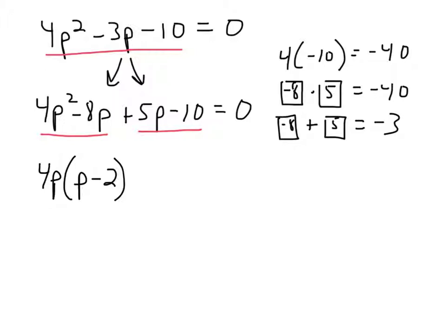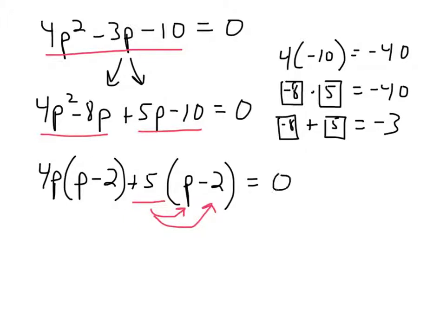Then you have to leave a little blank space and copy down the p minus 2 again over here. And then ask yourself, what would you multiply in front of that second set of parentheses? So when you distributed it through, you would end up with a positive 5p minus 10. And it's plus 5. Carry down the equals 0. And then to finish factoring this, it ends up being p minus 2 times 4p plus 5.